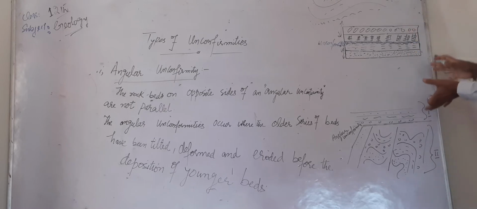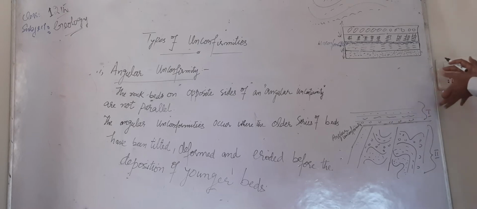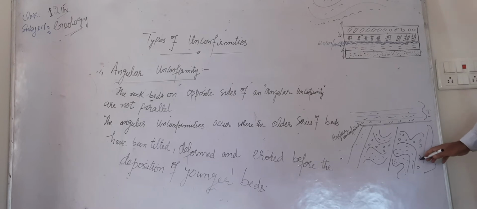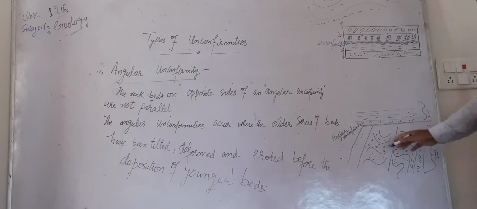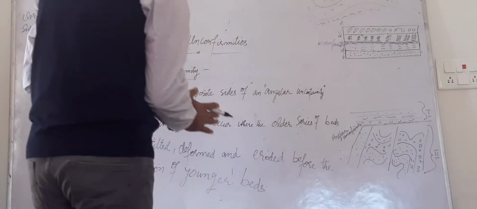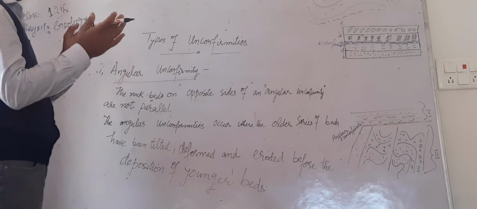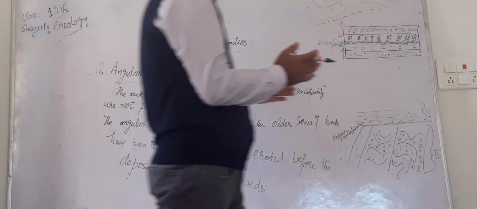But what happens in an angular unconformity? The rock beds are seen on the opposite side. For example, here you see this is a type of shale, and here is a limestone, another type of rock, and there are conglomerates. Let it be, for example. Also here you see that they are formed in an angular fashion. So the rocks which are formed angularly against each other are known as an angular unconformity.